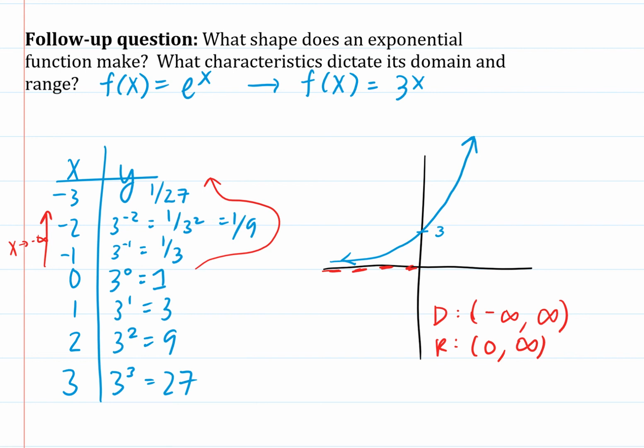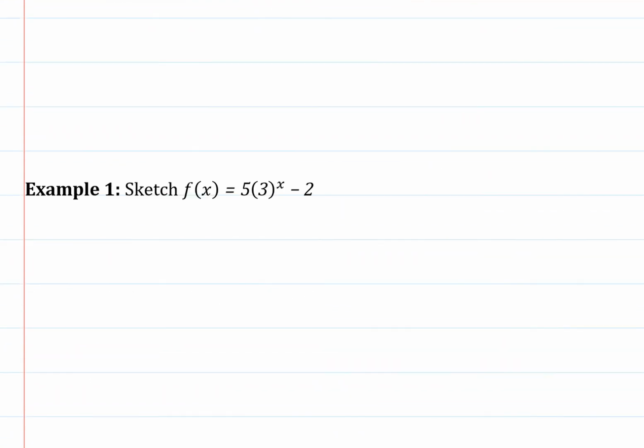So what shape does this function have? It has sort of this curved shape. And what characteristics dictate its domain and range? Well, the range is dictated by the horizontal asymptote, that line that your function approaches but never intersects. Let's put this into practice with a couple of examples.